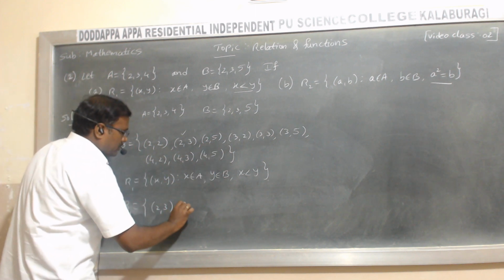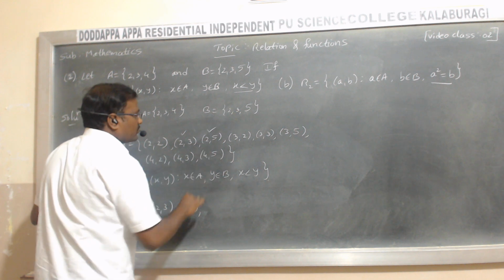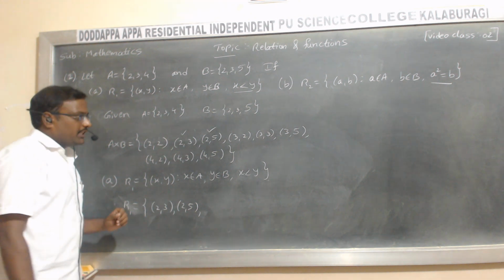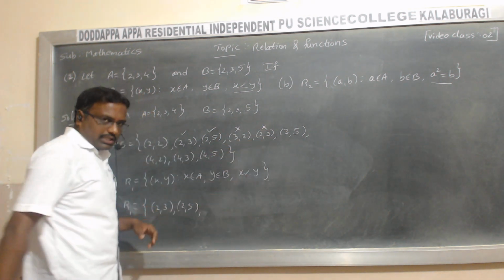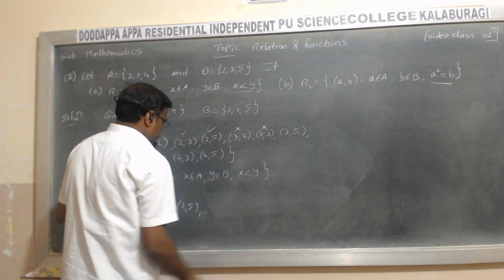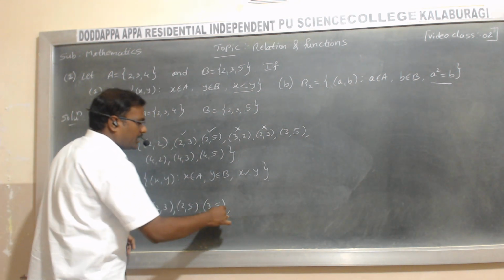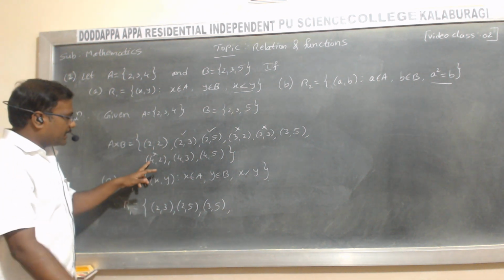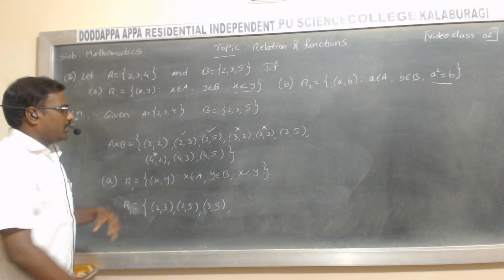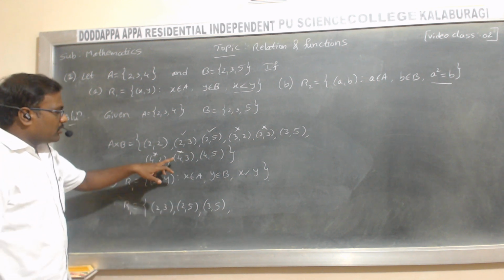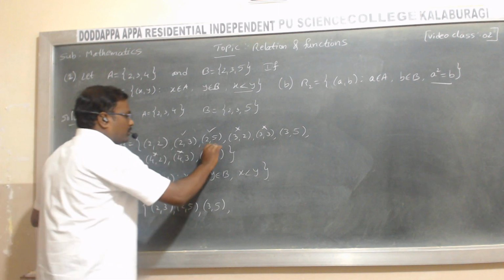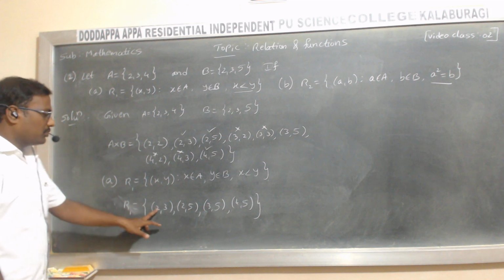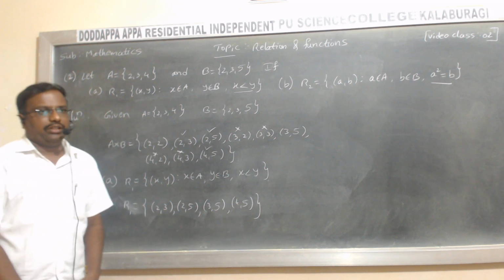Similarly (2,5). Next here (3,2) is there. The x value is bigger, the y value is smaller. It is not possible. It is equal, so it is not possible. (3,5) is possible because x is small, y is bigger. Next (4,2) is also not possible because x is bigger, y is a small value. It is also not possible because x is bigger, y is small. It is possible, that is (4,5). So we get the relation (2,3), (2,5), (3,5), (4,5).